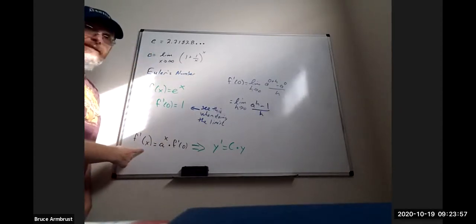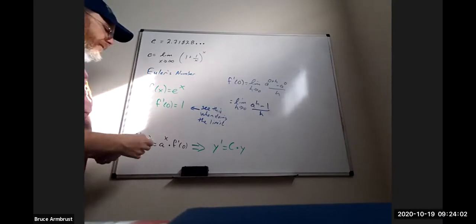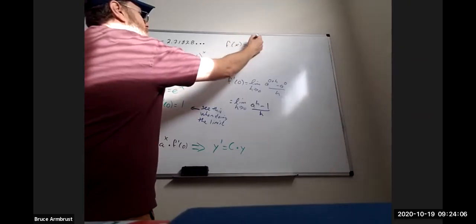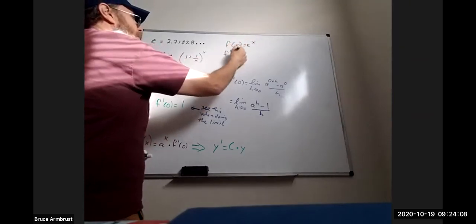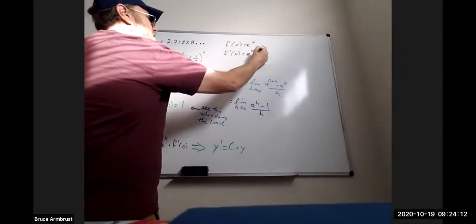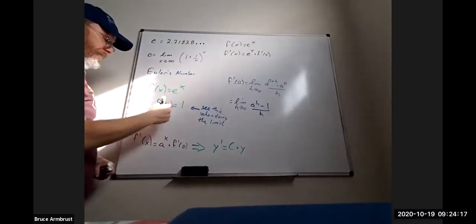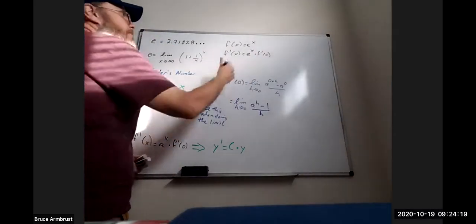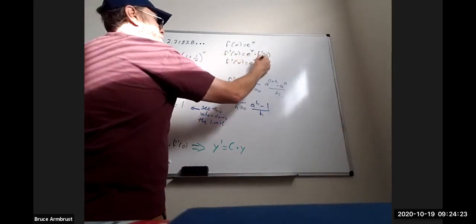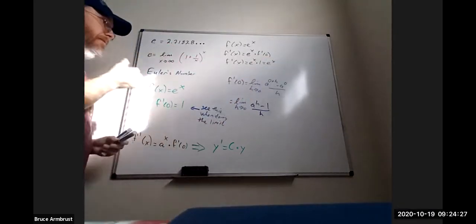All right, so then if we go to this statement, what we saw with the f prime, that tells us that if f of x is equal to e to the x, then f prime of x is going to equal e to the x times f prime of 0. But like I told you, that derivative is 1. So we get e to the x times 1, or e to the x.